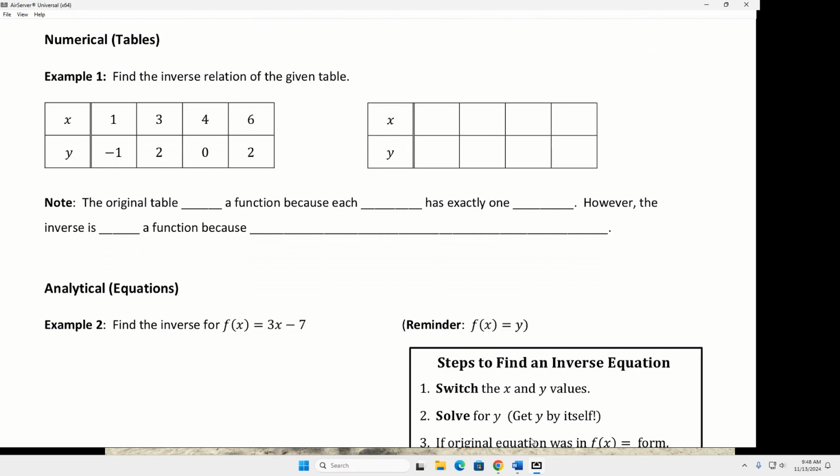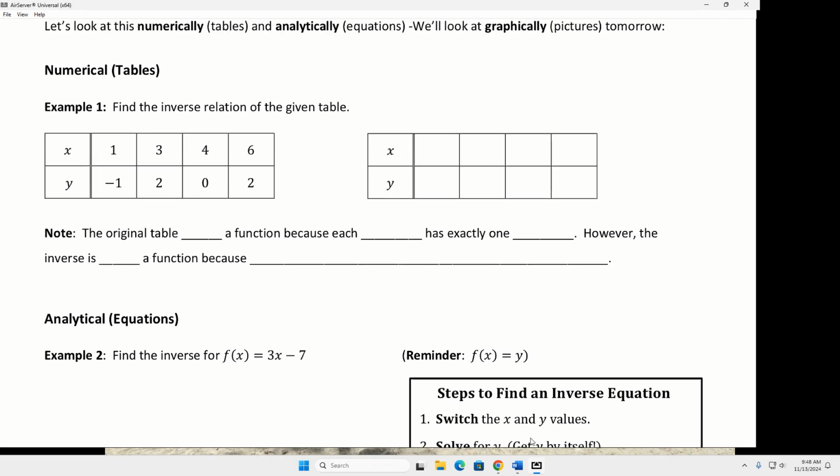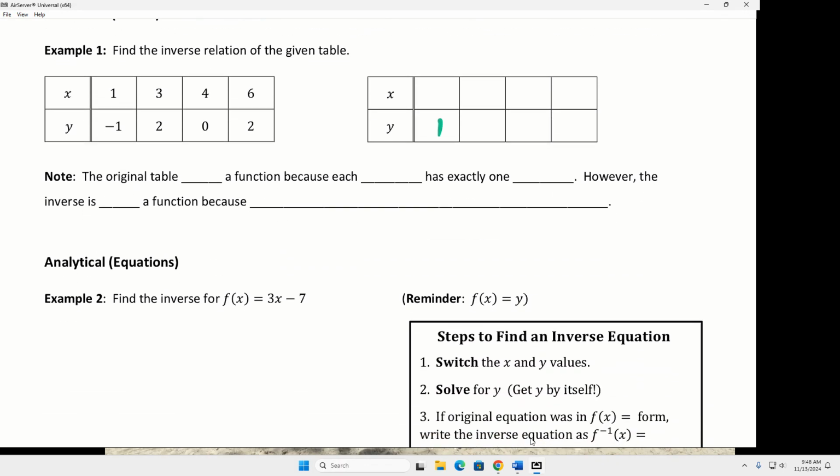Okay, and so on example 1 we have a relation that takes the 1 and turns it into a -1, and the 3 turns it into a 2. And so if we want to find the inverse relation, it's actually like the easiest thing you've ever done. You just take the x's and you make them all y's, and take the y's and make them all x's. So it's literally just switching x and y.